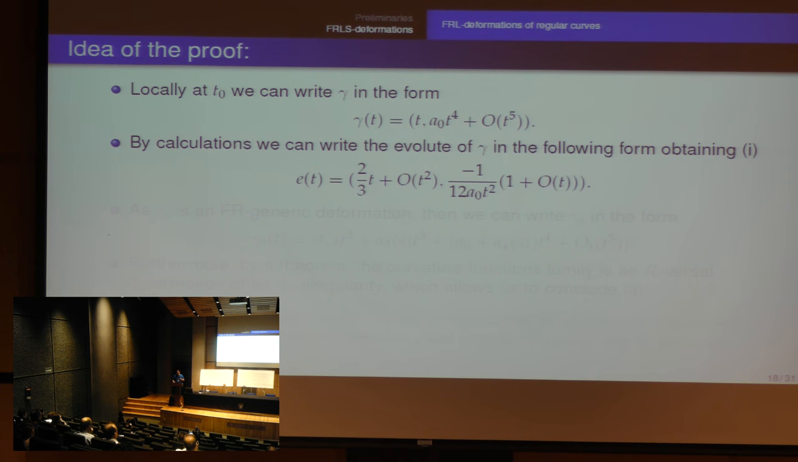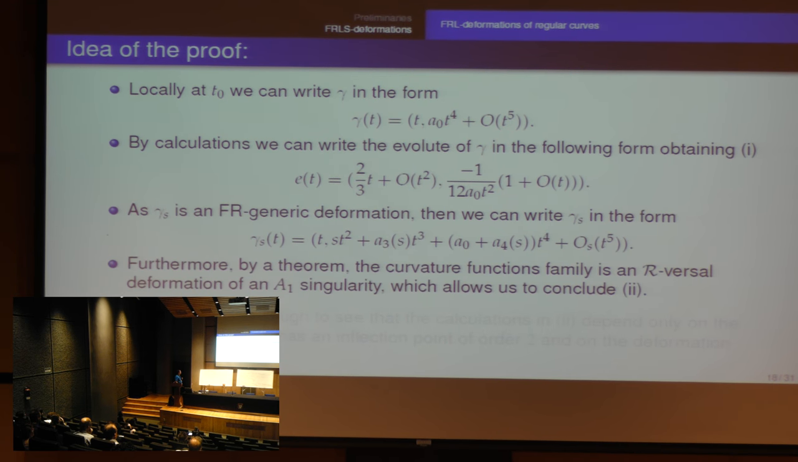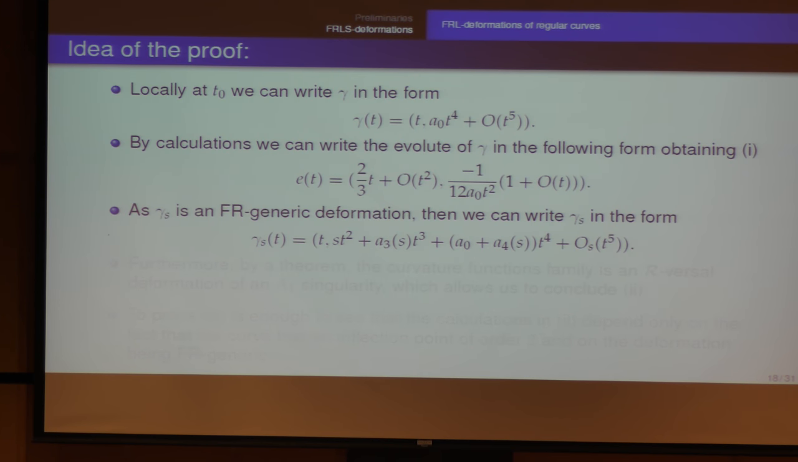And then conclude the first item. To the second item, we observe that as gamma s is an FR generic deformation, then we can write it in this form. Okay? And from that, furthermore, we know that the family of curvature functions is an r-versal deformation of an A1 singularity. And then we can get the zero and the singular sets of this family and conclude about the bifurcations on the evolute.